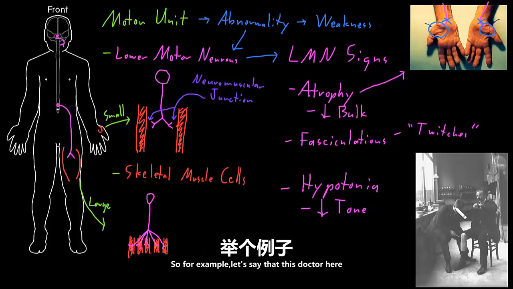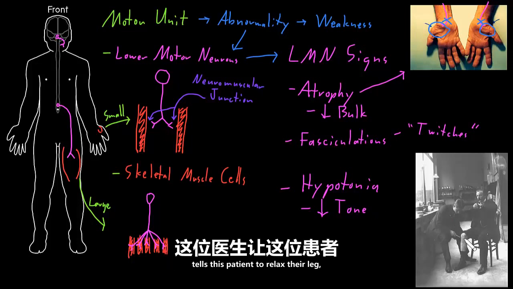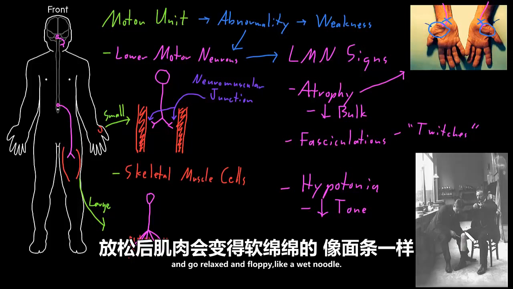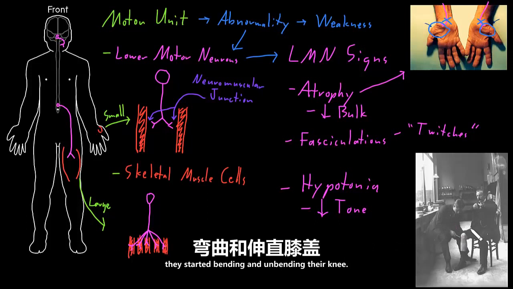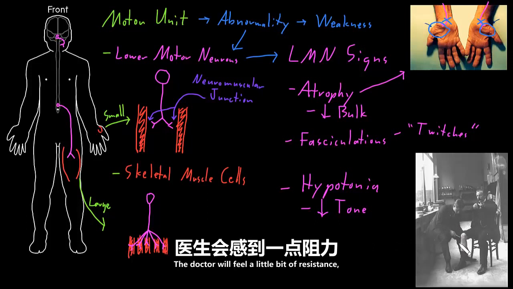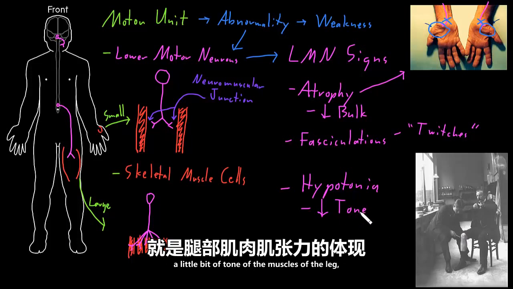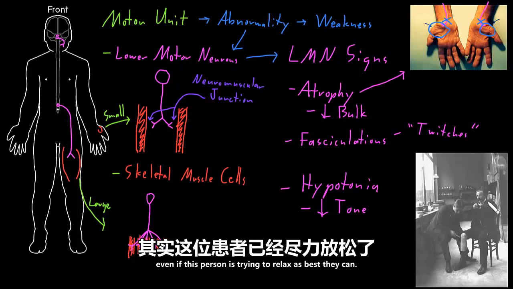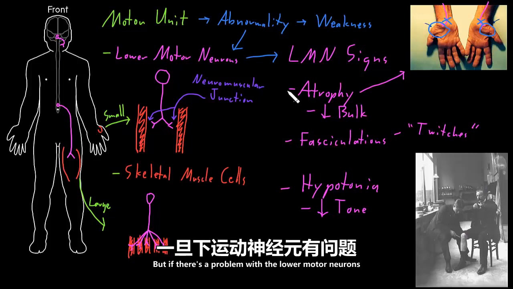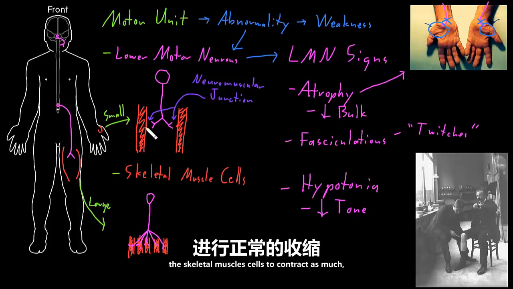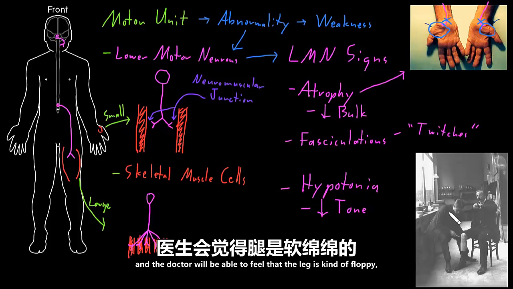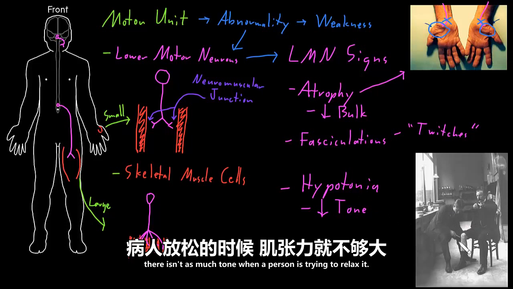So for example, let's say that this doctor here tells this patient to relax their leg, to go as relaxed as they can and go relaxed and floppy like a wet noodle. And then the doctor started moving the patient's leg for them. They started bending and unbending their knee. The doctor will feel a little bit of resistance, a little bit of tone of the muscles of the leg, even if this person's trying to relax as best they can. But if there's a problem with the lower motor neurons, so that the lower motor neurons aren't telling the skeletal muscle cells to contract as much, then there won't be as much tone. There'll be hypotonia. And the doctor will be able to feel that the leg is kind of floppy. There isn't as much tone when a person's trying to relax it.